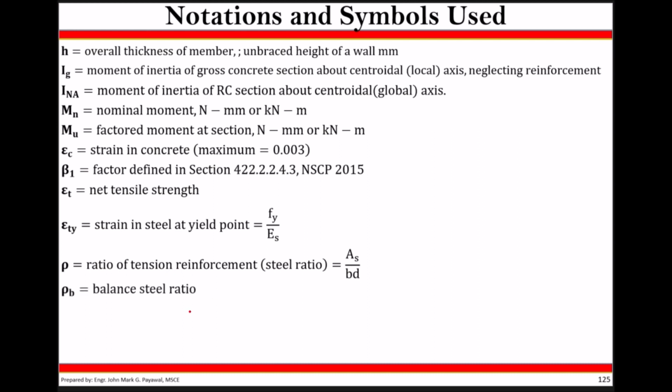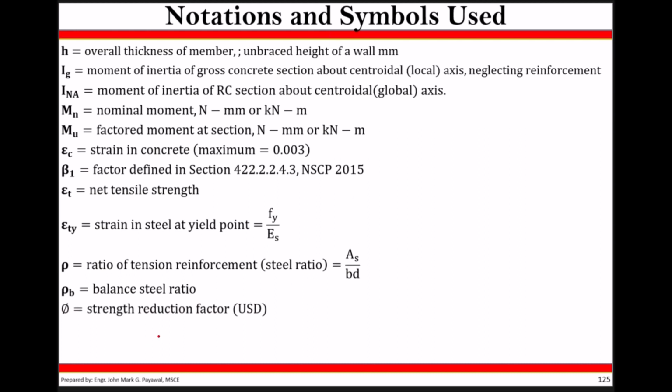Your rho balance is to be compared with your rho. So here, what we do is we apply our future understanding of the derived equation in order for us to solve or analyze and design our reinforced concrete. But here, rho b is your balanced steel ratio. Under balanced condition, your steel and concrete yield at the same time.